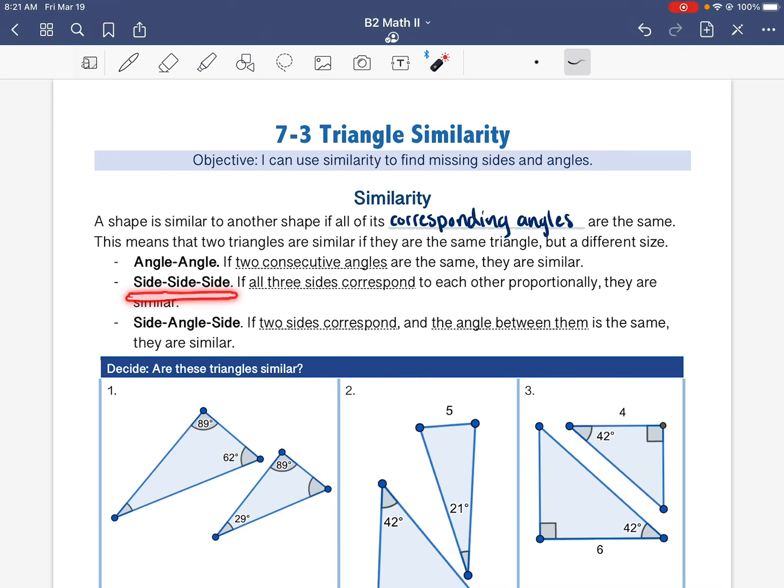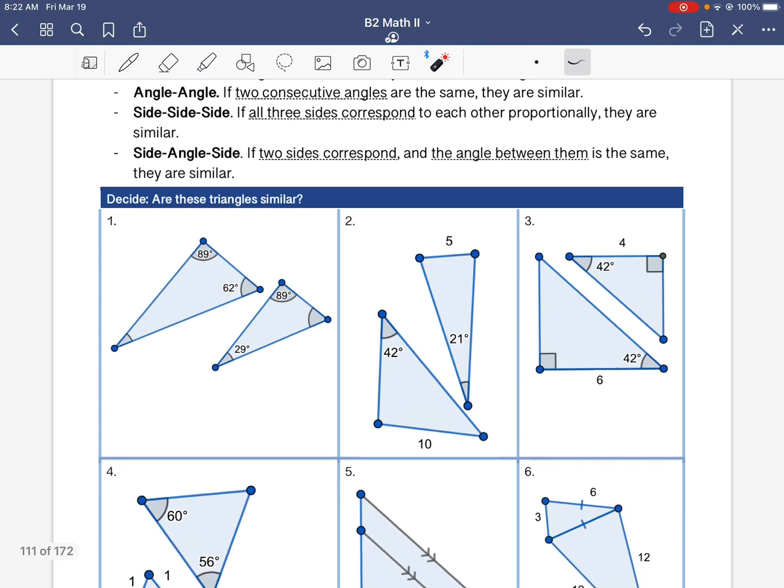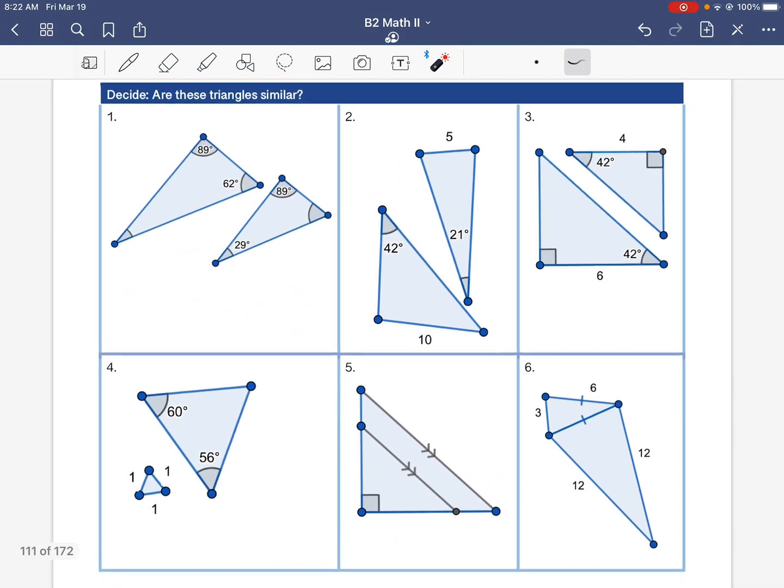Then we have side. If all three sides correspond to each other proportionally, and that's important, they don't have to be the same value, but they have to be scaled up by the same amount, then they're similar. And then we have side angle side. If two sides correspond and the angle between them is the same, they are similar. So again, with the side lengths, it doesn't need to be the exact same. It just needs to be scaled up by the same amount. The angles actually do have to be the same value, though.